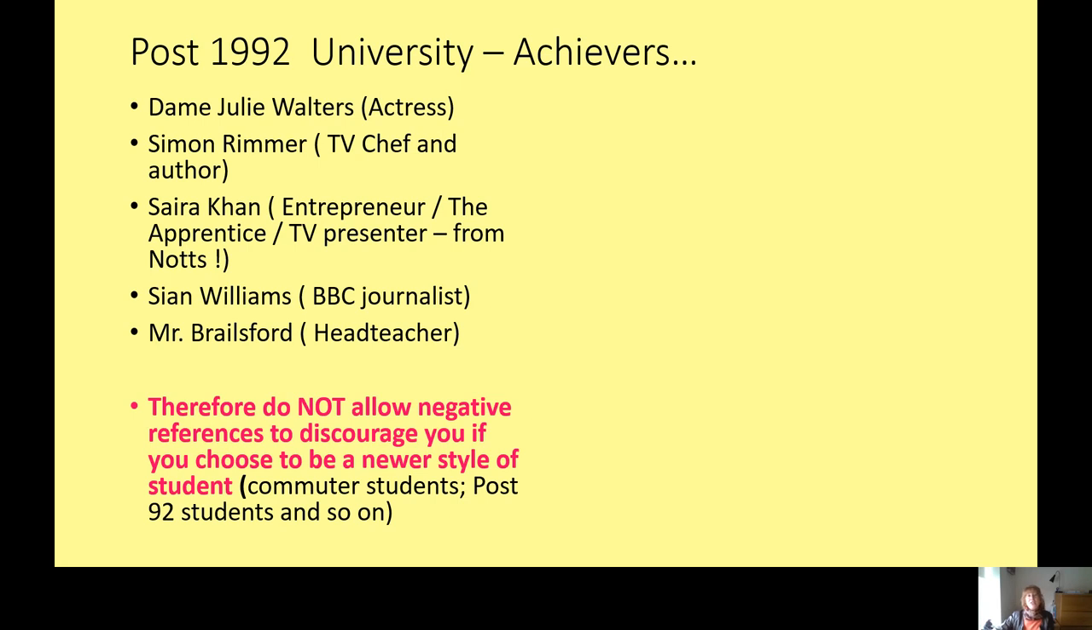So therefore, if you are exploring universities, but you're a little bit worried that if you choose to live at home, commute to a local university, or go a little bit further afield, but you're looking at a more modern teaching university compared to a research-based university, well, I would not allow anybody who's saying negative things or using a negative discourse to put you off your choices if you feel that's what's going to work best for you.